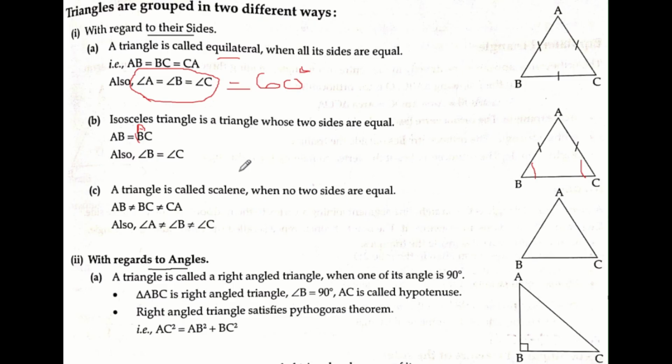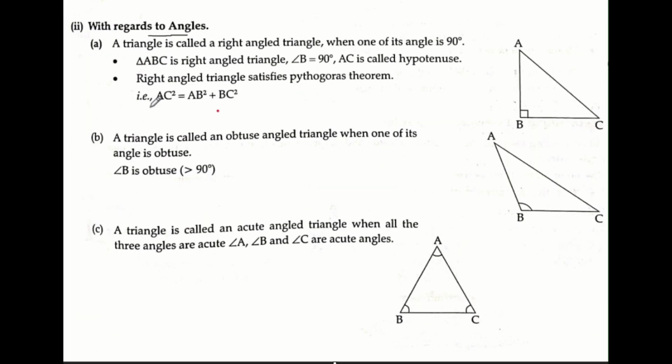The third one is the scalene triangle. That means no sides are equal, all are unequal. So of course, the angles would be different. The angles also won't be similar. So these are the main categories. First category with regard to sides. Then the next category is with regard to the angles.